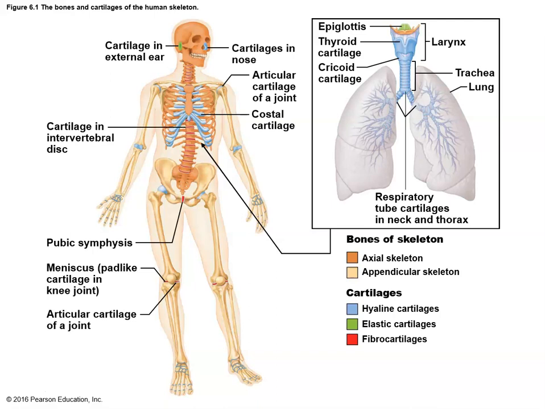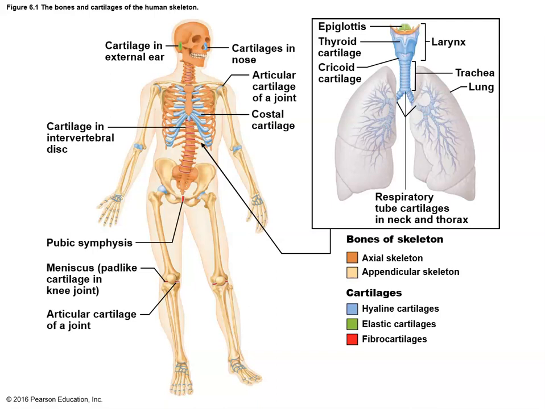The costal cartilages, so the cartilage connecting the ribs to the sternum, remains as hyaline cartilage, and that allows for flexibility, so expansion and contraction ability of the rib cage, because the cartilage is flexible enough that it allows that to happen.